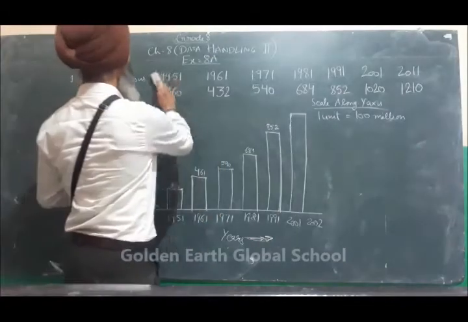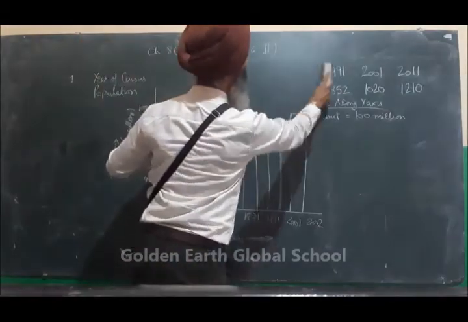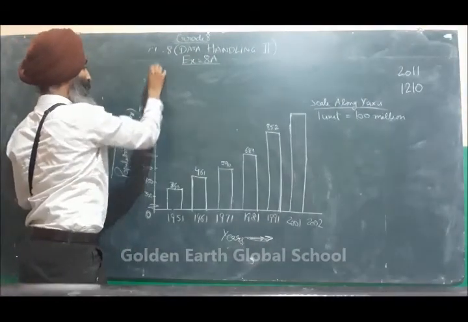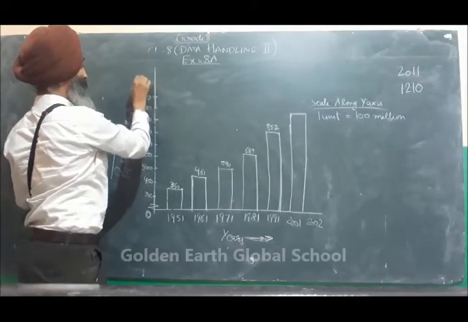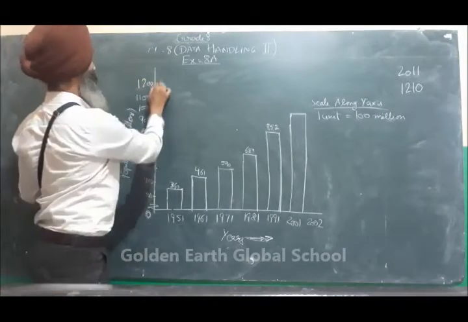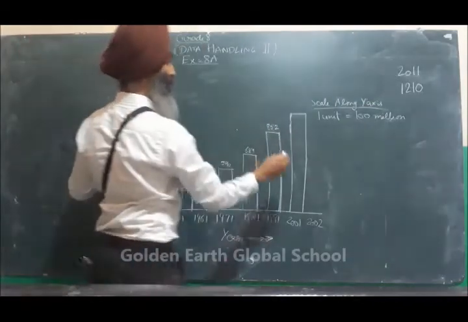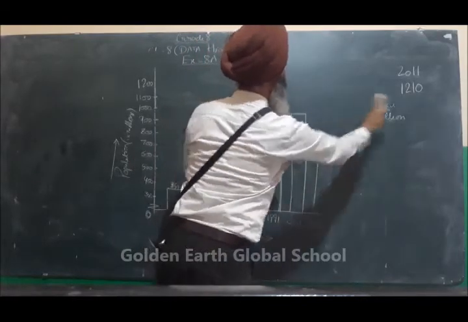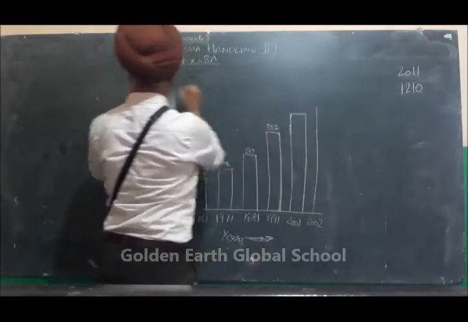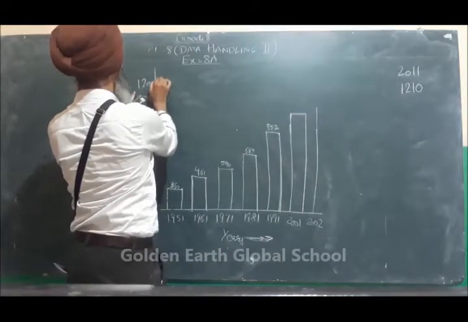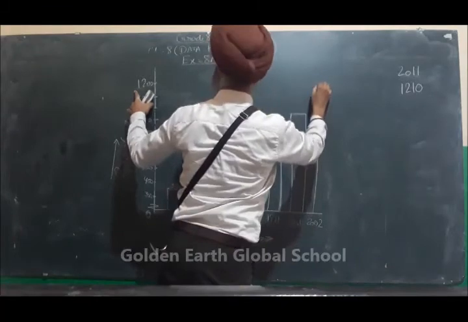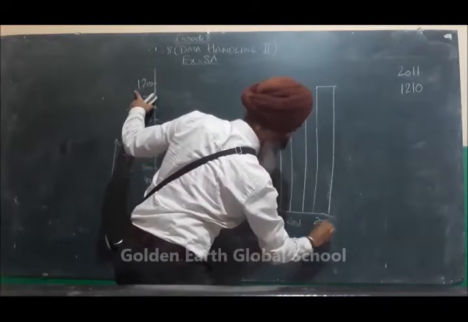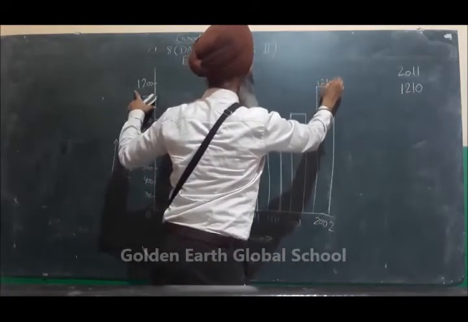So I have to erase it because the graph is not mentioned. Now 1000, it is 1100, it is 1200, and here is 1210. So the bar will come here, the last one. So I have to erase it also. 1210 will come here. So this is the graph of 2002. You can also mention the figure.